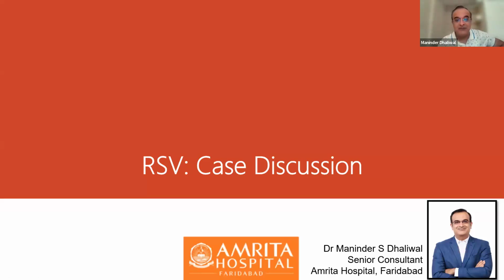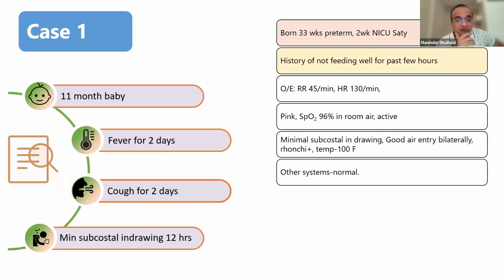and we need to be updated with what is latest. So let us start with RSV, because everybody should know about RSV, though we tend not to follow what is given in guidelines, and I'll make it very clear why we should follow the guidelines. So let us start with the case. I'm not going to bore you with the pathophysiology. This is an 11-month-old baby, has fever for 2 days, has cough for 2 days, has minimal chest indrawing for 12 hours. It's a preterm, so you know it's a risk factor.